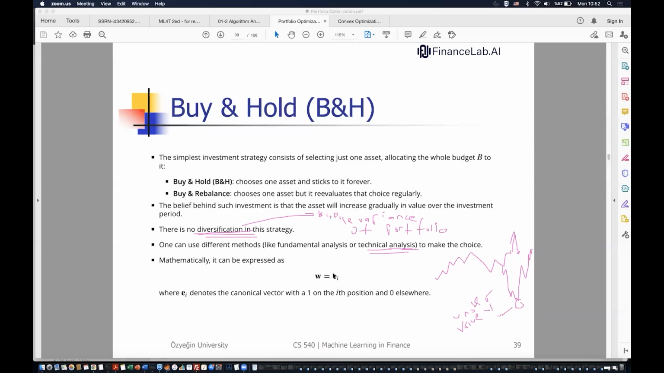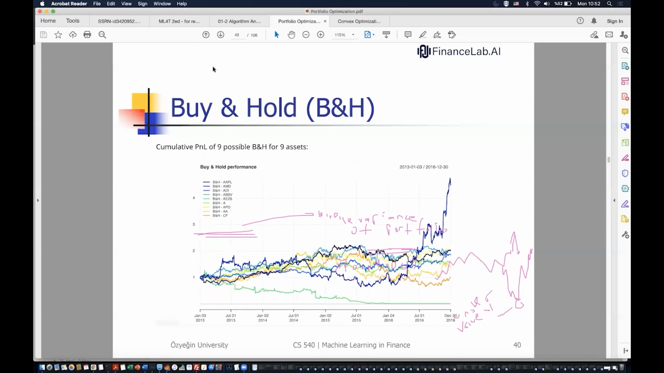Mathematically, the weights w are just e_i, where the ith entry is 1, otherwise it's 0. So it's a portfolio of a bunch of zeros and just one at the ith location. So this is the buy and hold and buy and rebalance strategies.